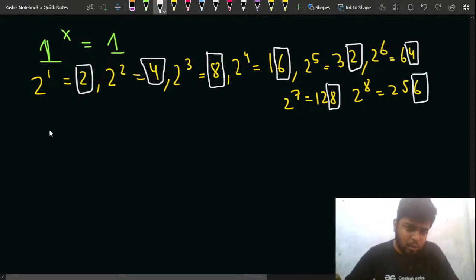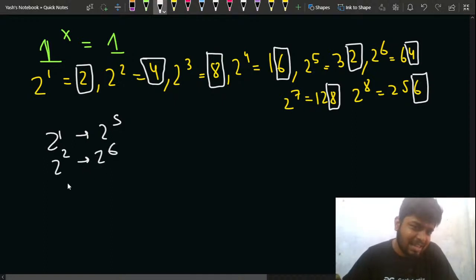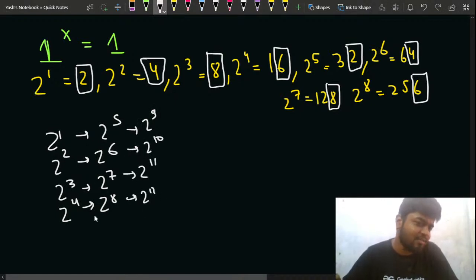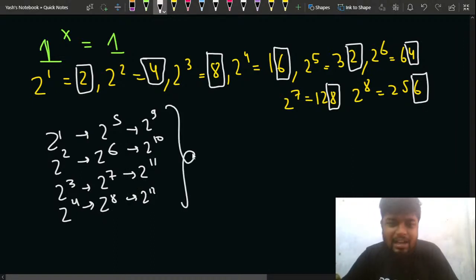So notice that 2 to the power 1 and 2 to the power 5 have the same last digit. 2 to the power 2 has the same last digit as 2 to the power 6. 2 to the power 3 has the same last digit as 2 to the power 7, and 2 to the power 4 has the same last digit as 2 to the power 8. If you go further, you will observe that 2 to the power 9 is the same, 2 to the power 10 is the same as 2 to the power 2, 2 to the power 11 is the same, and 2 to the power 12 is the same as these. So it is repeating after 4.